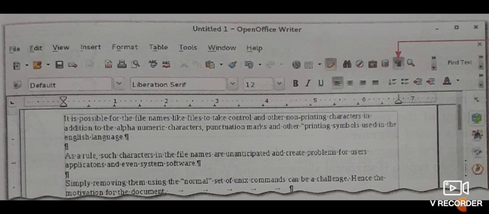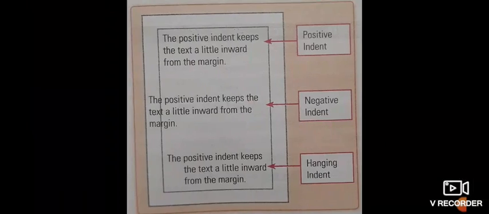Next topic is indentation. Usually we start a new paragraph a bit away from the left margin. Indentation refers to the space between the text and the page margin. Indentation is of three types, which are as follows: positive indentation, negative indentation, and hanging indentation.